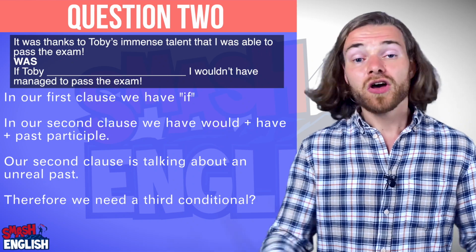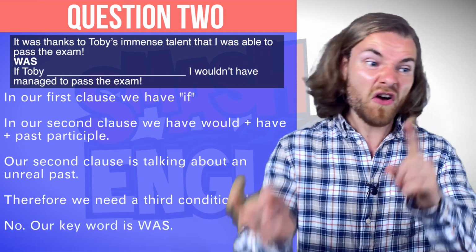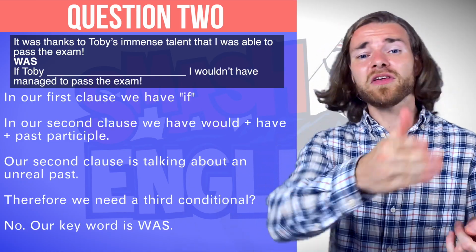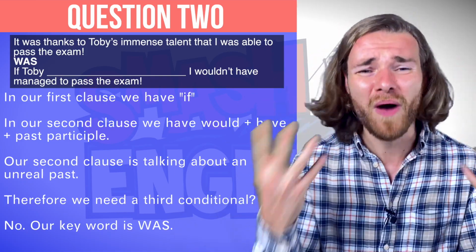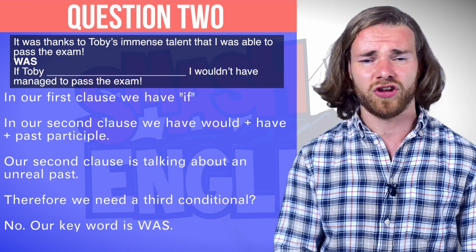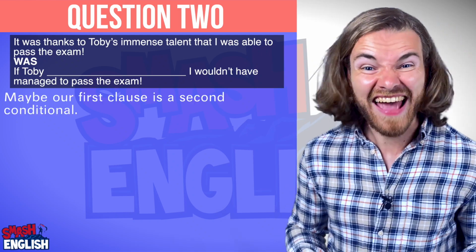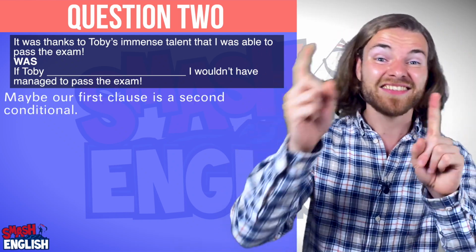Yeah? Because third conditionals talk about unreal pasts, and our second clause here is the second clause of the third conditional. Well, no, because our key word is was, and the first clause of a third conditional should be the past perfect. But there is no way for us to use was in a past perfect form, and oh my gosh, what are we going to do? Well, don't worry, relax. Maybe instead our first clause should be a second conditional.